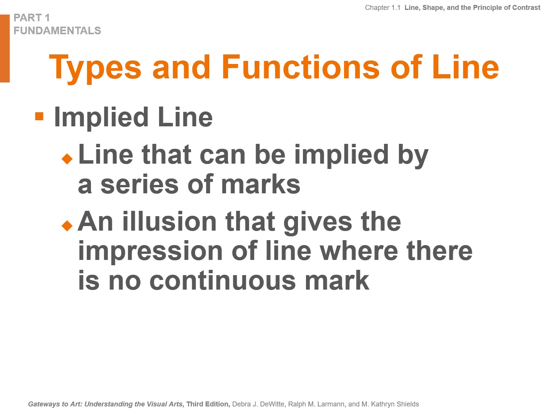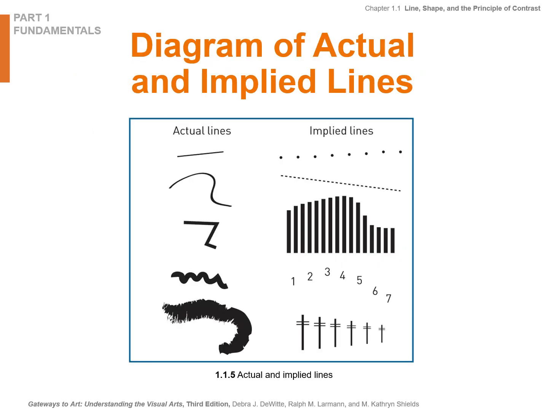As we continue with the types and functions of line, I want you to think about both implied line and actual line. An implied line is a line that can be implied by a series of marks, an illusion that gives the impression of line where there is no continuous mark. This chart, which is 1.1.5 in our text, is called a diagram of actual and implied lines, and it's a really great resource to show you the difference between them.